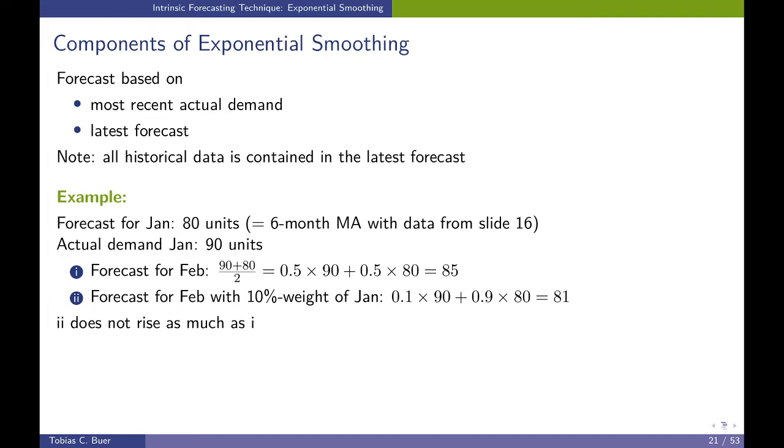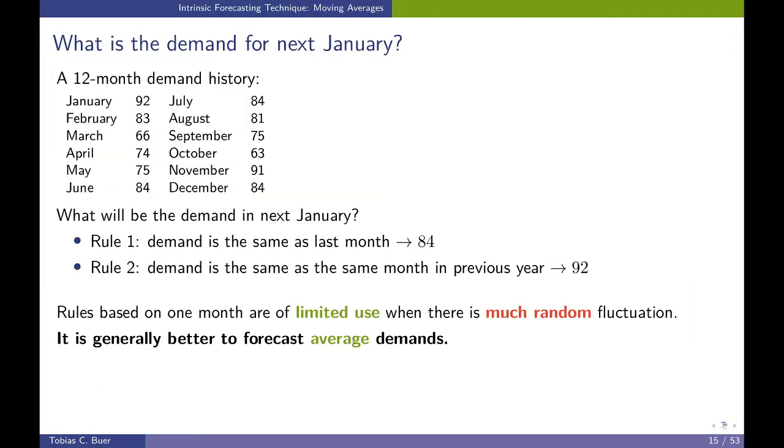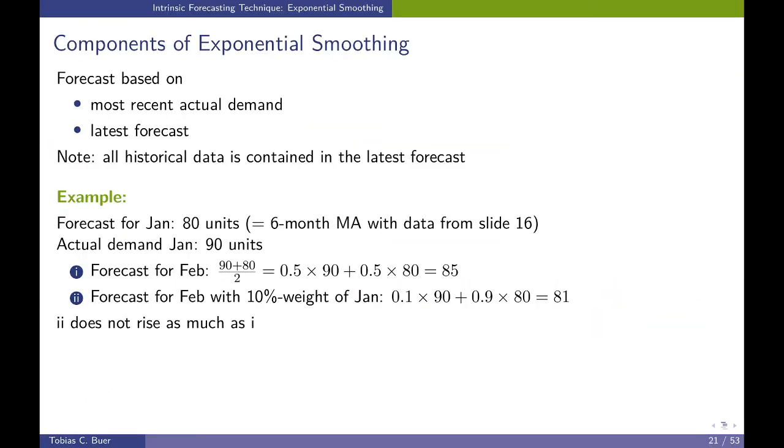Let's have a look at it in an example, and again we use the data from slide 16, the 12 month demand history. We want to create a forecast for January, and we do this with a 6 months moving average from the data from slide 16, and then let's assume that the actual demand was 90 units. So the 80 has been calculated, and then we recognize that the actual demand is 90. This is observed by us. It's not calculated in any way.